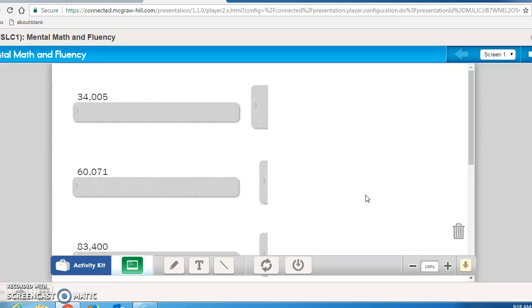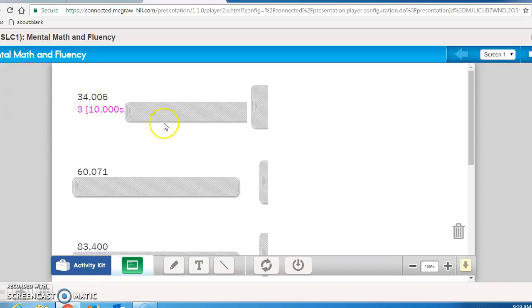You would read it, and remember, we always put the numbers that are together before the comma and the numbers together after the comma. So this is 34,005. How would I write that in expanded form? So in other words, the 3 is in what place value? 10,000s. So I have 3 10,000s.